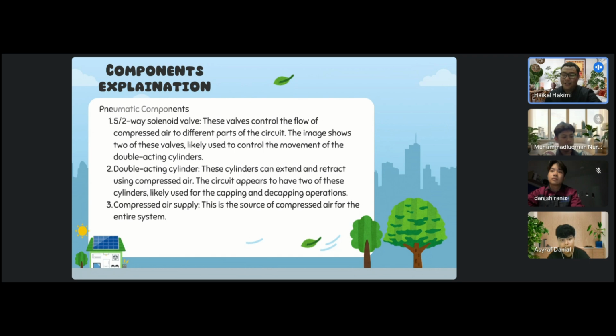Okay, the third pneumatic component is the compressed air supply. This is the source of compressed air for the entire pneumatic system. For the operation, compressed air is typically generated by an air compressor and stored in a reservoir tank. It is then distributed through the system to power the various pneumatic components.